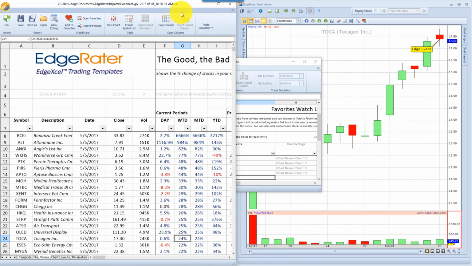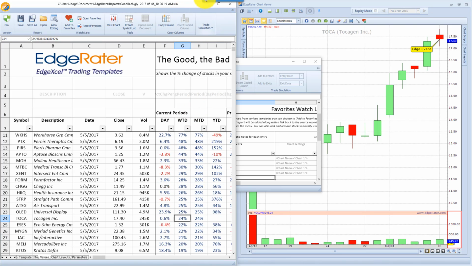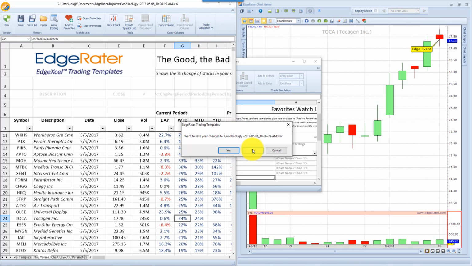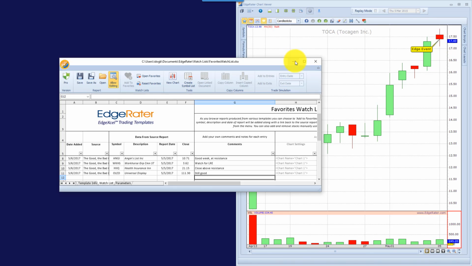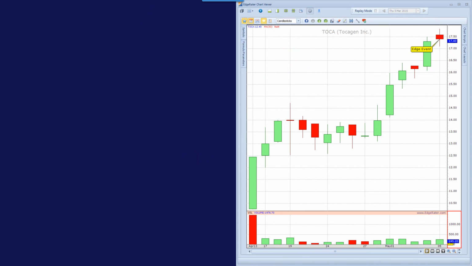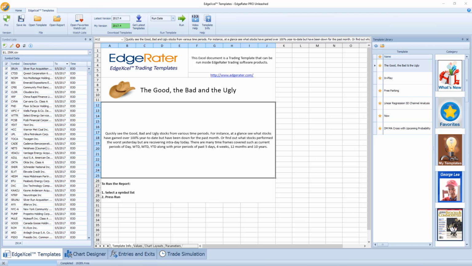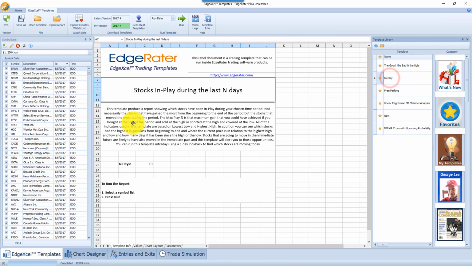So we're taking a look at the good, bad, ugly. We're taking a look at a few of the stocks on the top of this list. These are stocks that are moving, and I'm going to close this report down. I don't want to save the changes. The only changes I made to that were changing the sort order. So I'm now going to move down to my in-play template. I'm going to look at in-play in the last 10 days. 10 trading days, that would be 2 weeks.